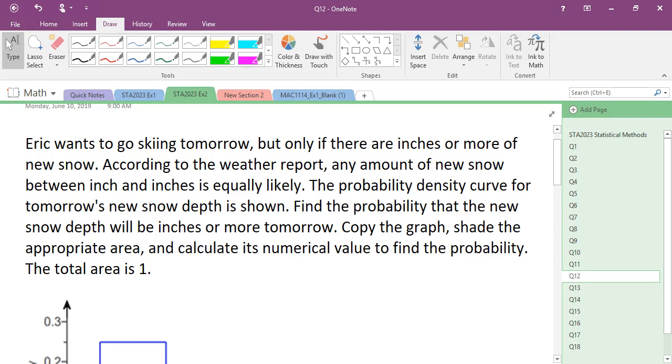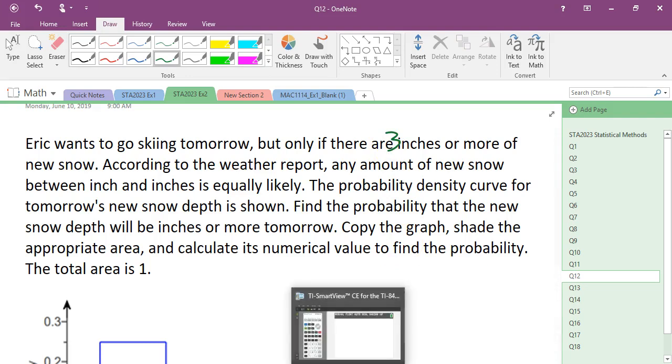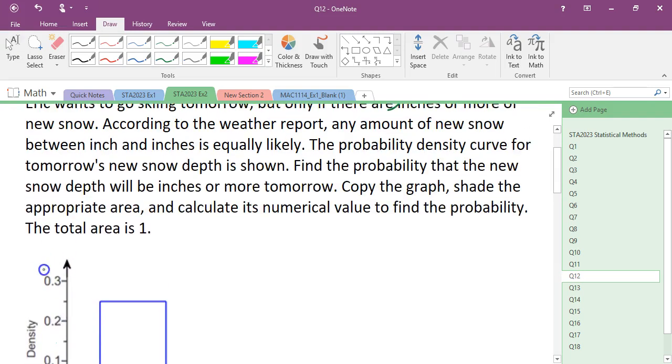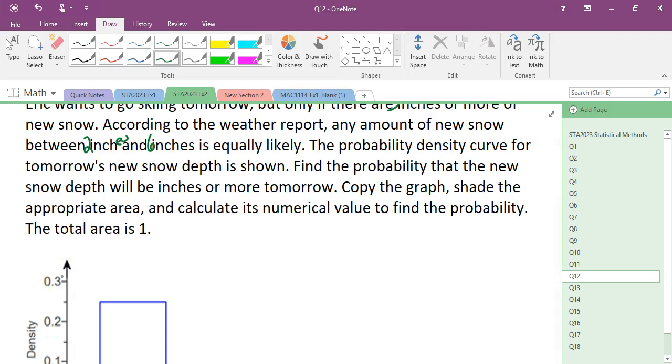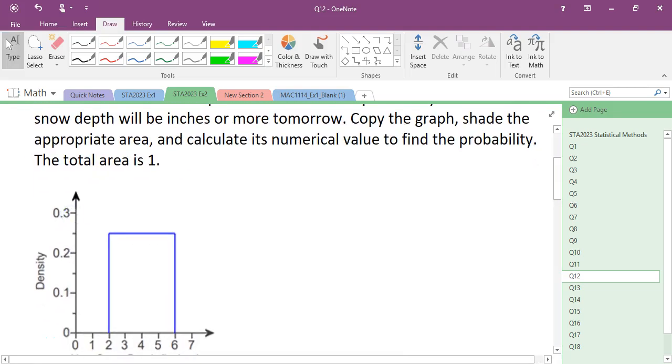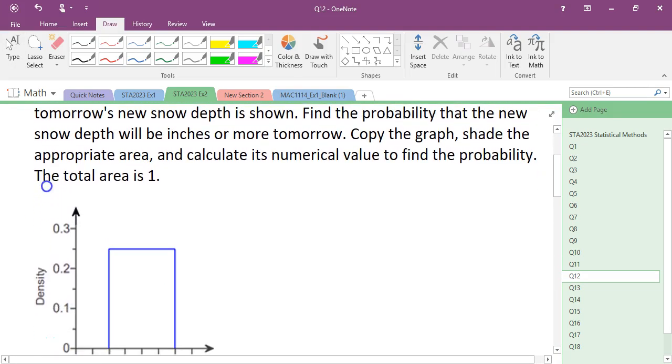So Eric is only going to go if there are 3 inches or more of new snow. According to the weather report, the amount of new snow will vary between 2 inches and 6 inches, and is equally likely. So the probability density curve for tomorrow's new snow is shown. So here's our PDF. And they want us to find the probability that the new snow depth will be 3 inches or more tomorrow.